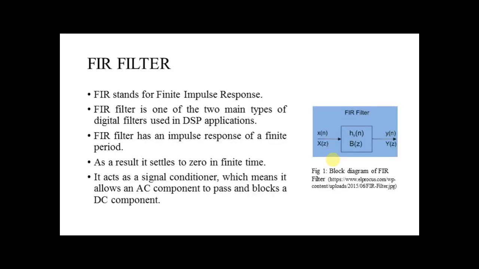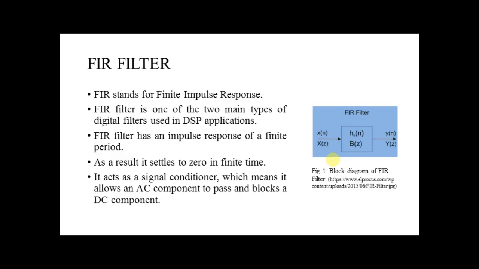So next is the FIR filter. FIR stands for finite impulse response, and the FIR filter is one of the two main types of digital filter used in DSP applications. The FIR filter has an impulse response of a finite period. As a result, it settles to zero in finite time. It acts as a signal conditioner, which means it allows the AC component to pass and blocks the DC component.